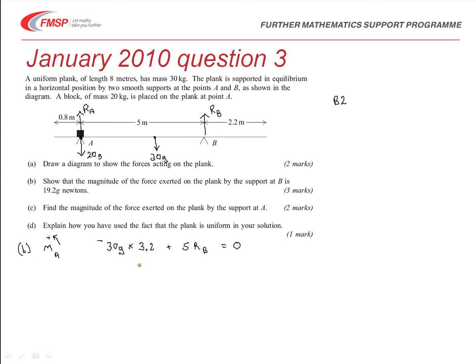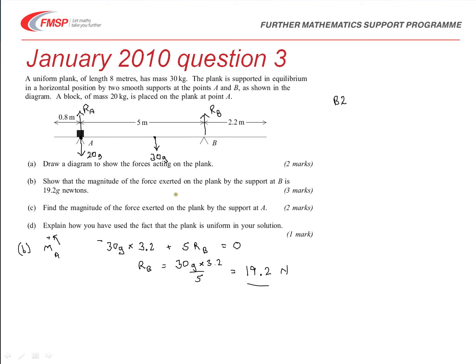So now if we rearrange this, we know that RB must be equal to 30g multiplied by 3.2 and divided by 5. Now our answer is in terms of g, so we can divide 30 by 5, which is 6, and then do 6 times 3.2, which gives us 19.2 newtons, which checks out with the answer that we are given.